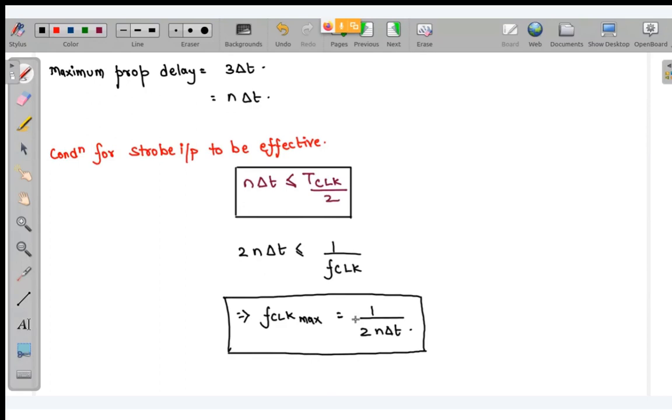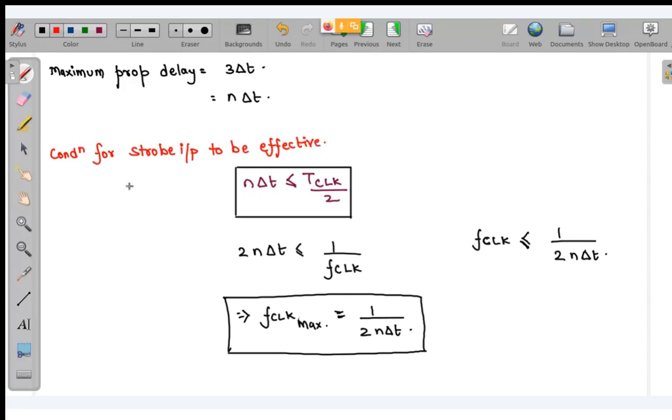Tell me if this is clear or not. Or you can write it like this: f clock should be less than 1 by 2 n del t. I have written maximum, so this should be the maximum clock frequency, equal to 1 by 2n del t, or else the clock frequency should be less than this value. It should always be less than this value for your strobe input to be effective. Tell me if this is clear or not.